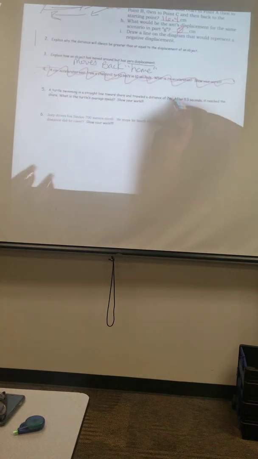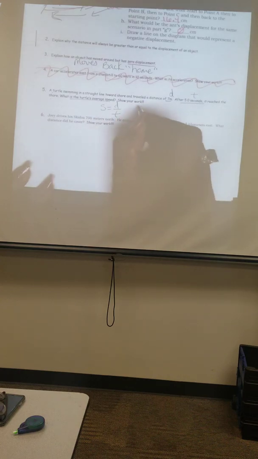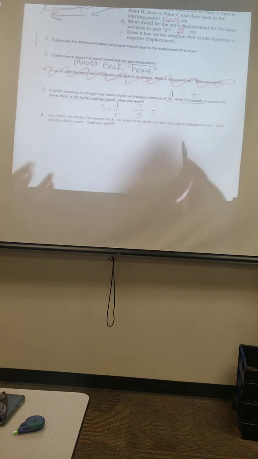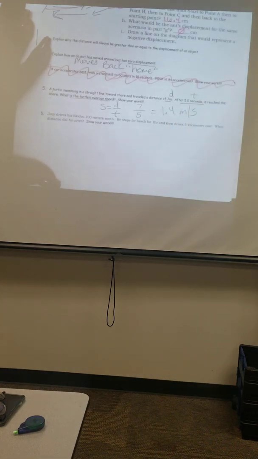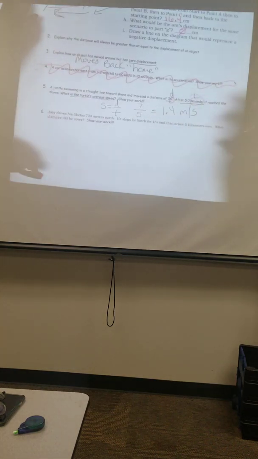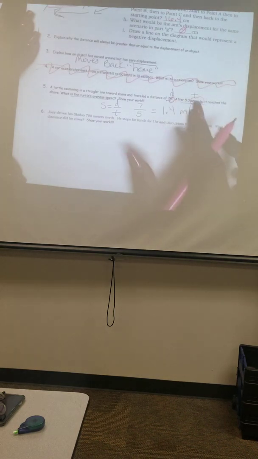Next one, number 5. A turtle is swimming in a straight line towards the shore and traveling a distance of 7 meters. After 5 seconds, t, it reaches the shore. What is the turtle's average speed? Speed equals d over t. I'm looking for speed, so I do not need to rearrange this at all. So 7 divided by 5. Bailey, what did you get? 1.4 meters per second. I agree, because those units do not cancel each other out, and those are the units they gave me, so I have to use those units.